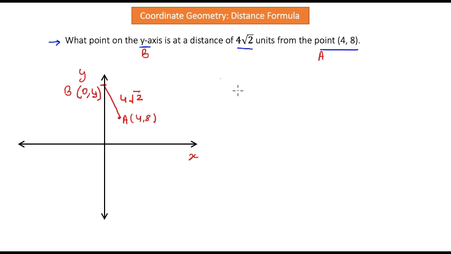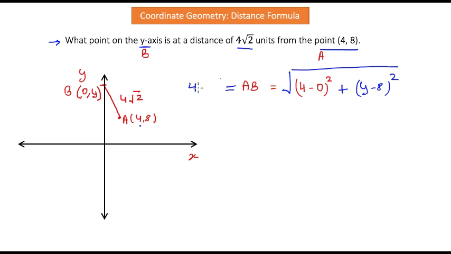That means if I simply apply my distance formula, it will be the difference of their x coordinates, which will be 4 minus 0, right? 4 is coming from exactly this value, and square of that, and then you will have the difference of their y coordinates, which will be y minus 8, square of that, and this whole thing will come under a square root. And we know that this distance AB is equal to 4 square root of 2 units. So now you have one equation in which you have only one unknown. This unknown is the value of y.